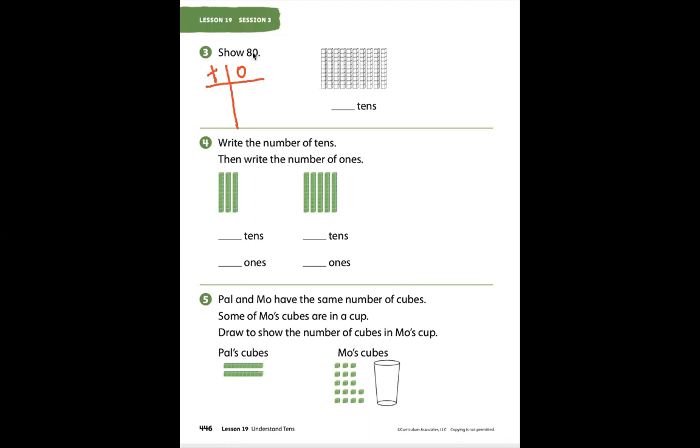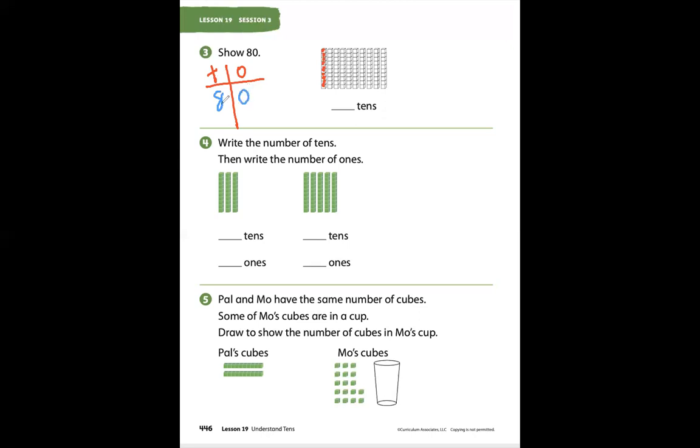When it says show 80, it's okay if you want to draw 80 ones. It's very okay, but it takes a long time to do. Let's just do 10 for now, okay? 1, 2, 3, 4, 5, 6, 7, 8, 9, 10. Boy, that took a long time just to do 10 ones. It is a lot easier to look at our numbers using place value blocks.